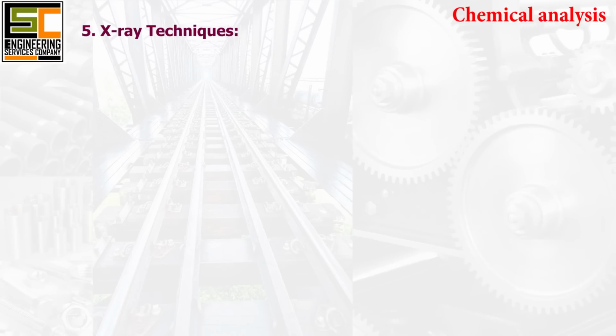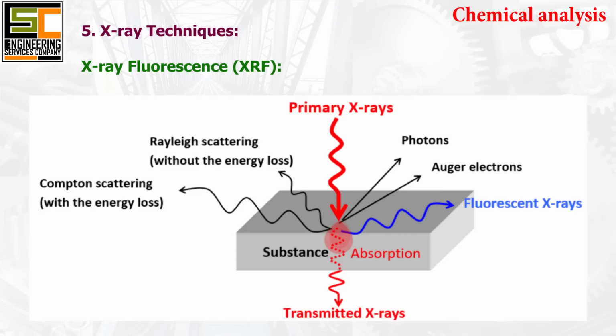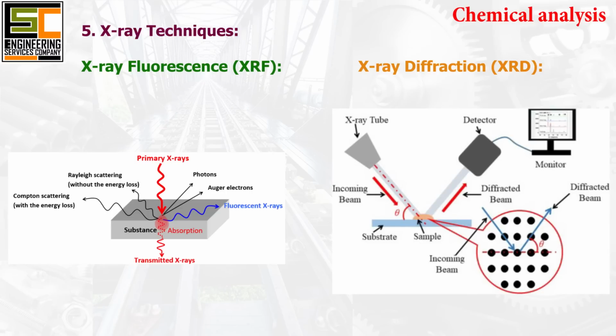5. X-ray techniques. X-ray fluorescence determines the elemental composition of a sample by analyzing the characteristic X-ray emission produced when the sample is irradiated with X-rays. X-ray diffraction analyzes the crystallographic structure of materials by measuring the diffraction pattern produced when X-rays interact with the sample.